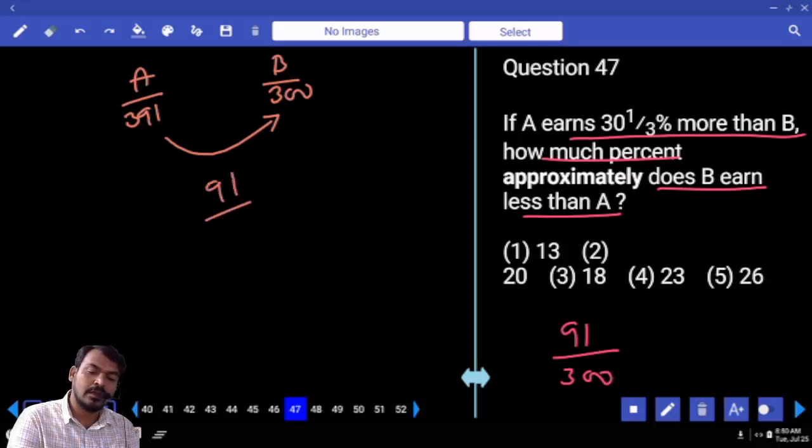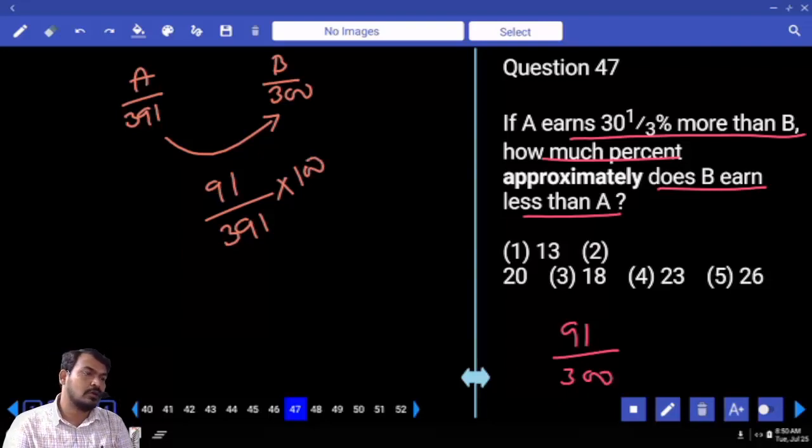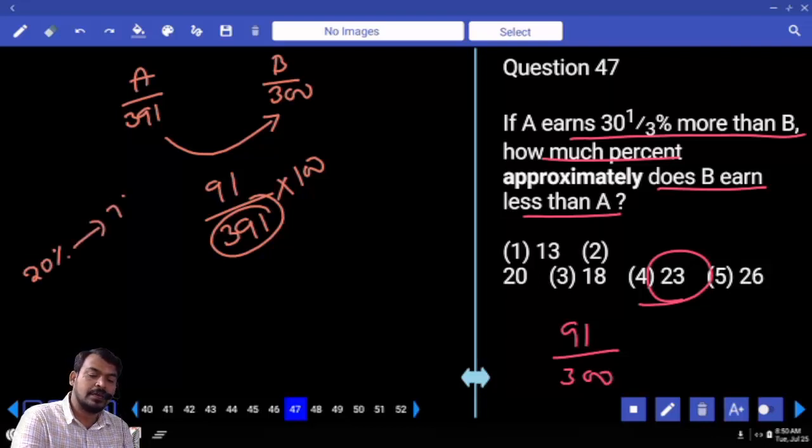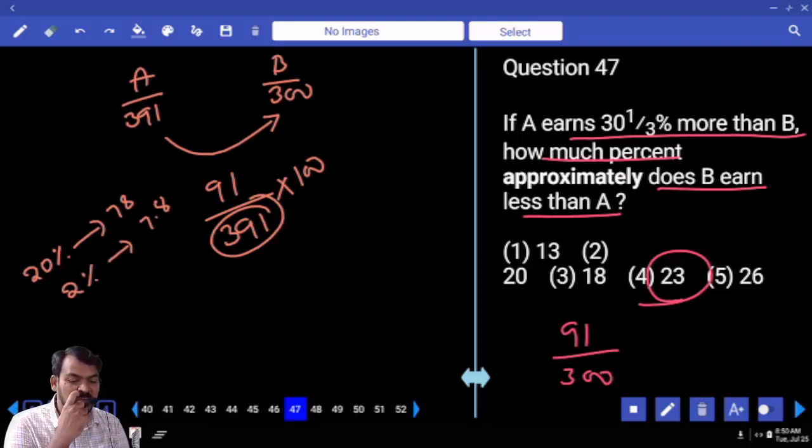91. Upon which one? 391, multiplied by 100. It should be more than 20%. What is 10% of 391? 39.1. 20%? 78. It is more than 20%, but near 20. What is the answer? 23. What is the 20% value? 78. Then 2% value? 7.8. Adding gives 85.8. It means the answer must be more than 22, but near 22. What is the answer? 23.